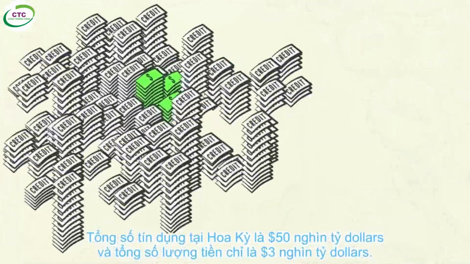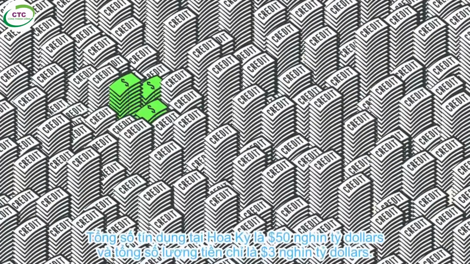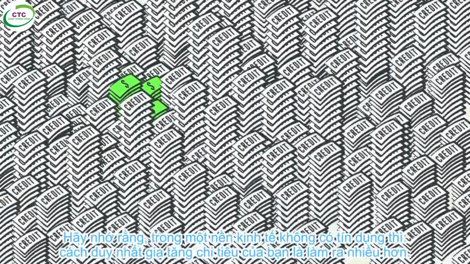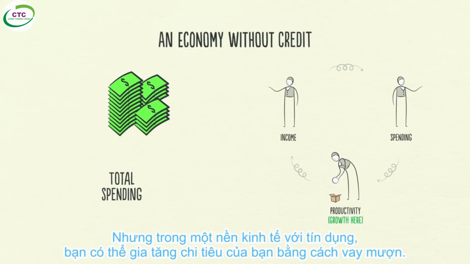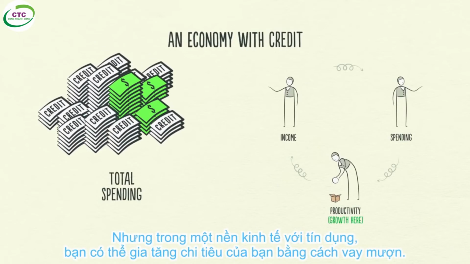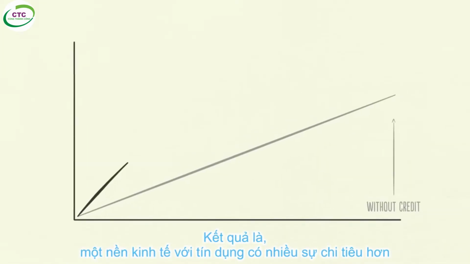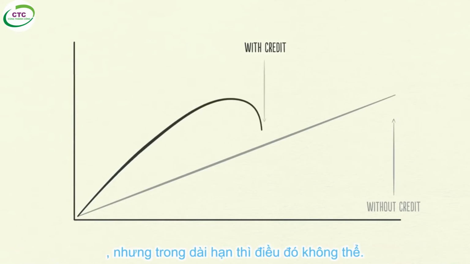The total amount of credit in the United States is about $50 trillion, and the total amount of money is only about $3 trillion. Remember, in an economy without credit, the only way to increase your spending is to produce more. But in an economy with credit, you can also increase your spending by borrowing. As a result, an economy with credit has more spending and allows incomes to rise faster than productivity over the short run, but not over the long run.